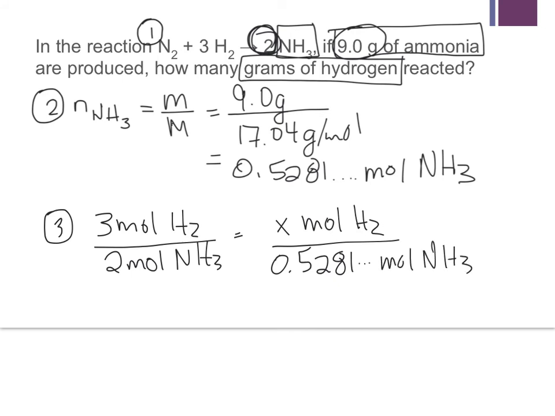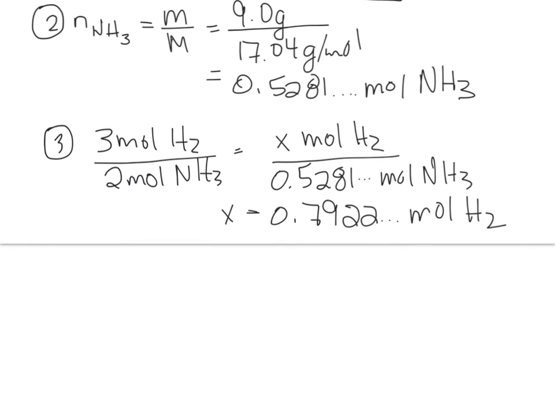Okay. So solving for this then, we'd have 2x is 3 times 0.5281, or x is equal to 0.7922, number goes on again, moles of hydrogen. Okay. Again, still not rounding off here because we're not done our question yet.